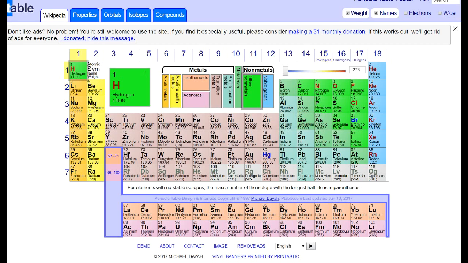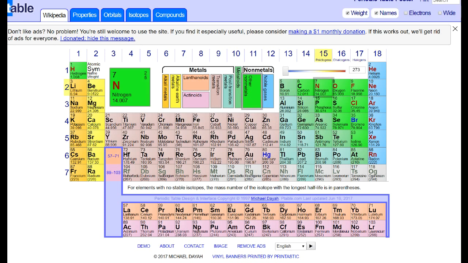So here's hydrogen over here on the left. Okay. That's our first electron. Our second electron is helium. So that's 1s1 and 1s2. Then we come down to the second row of the periodic table. 2s1. 2s2. Now, over in boron, we're in the p block. 2p1, 2p2, 2p3, 2p4, 2p5, 2p6.